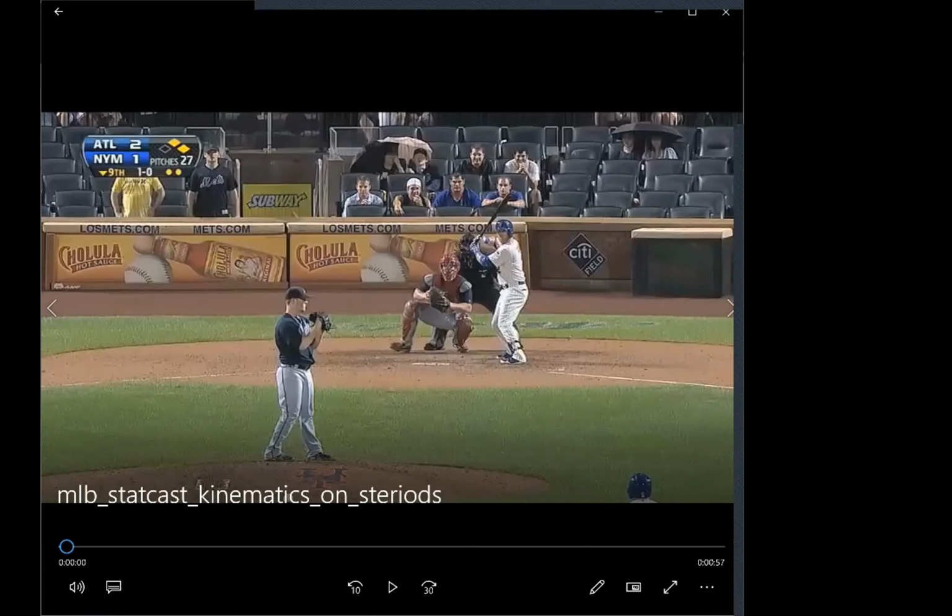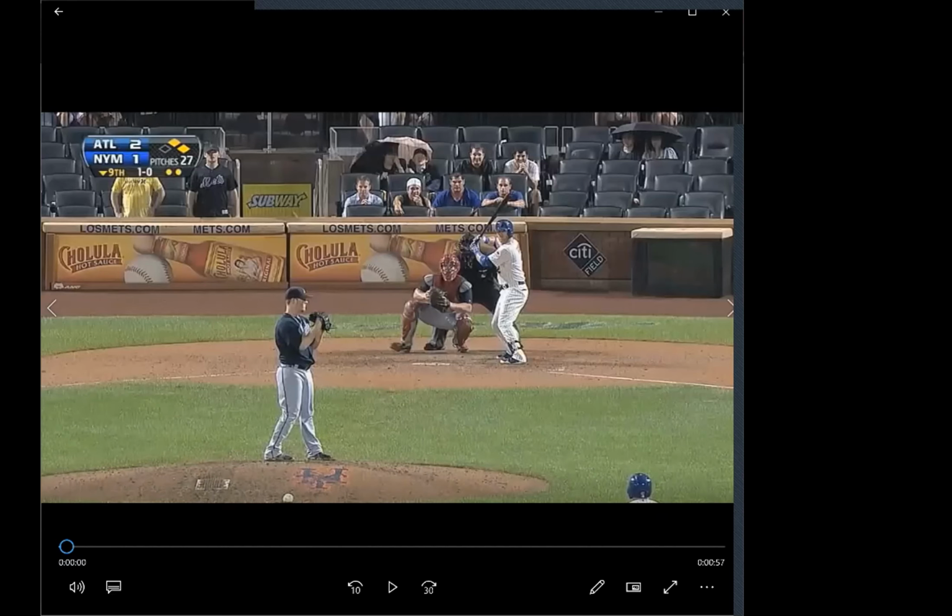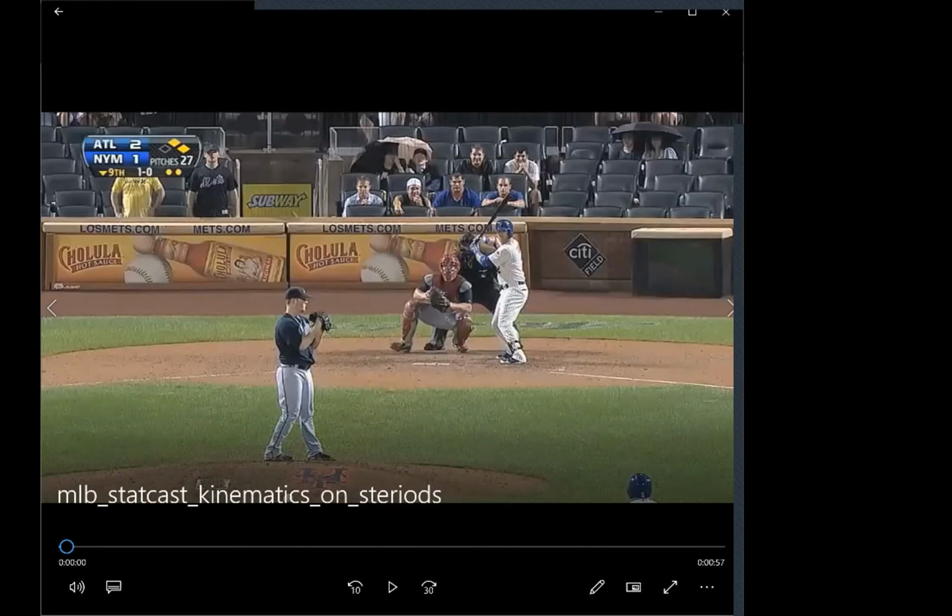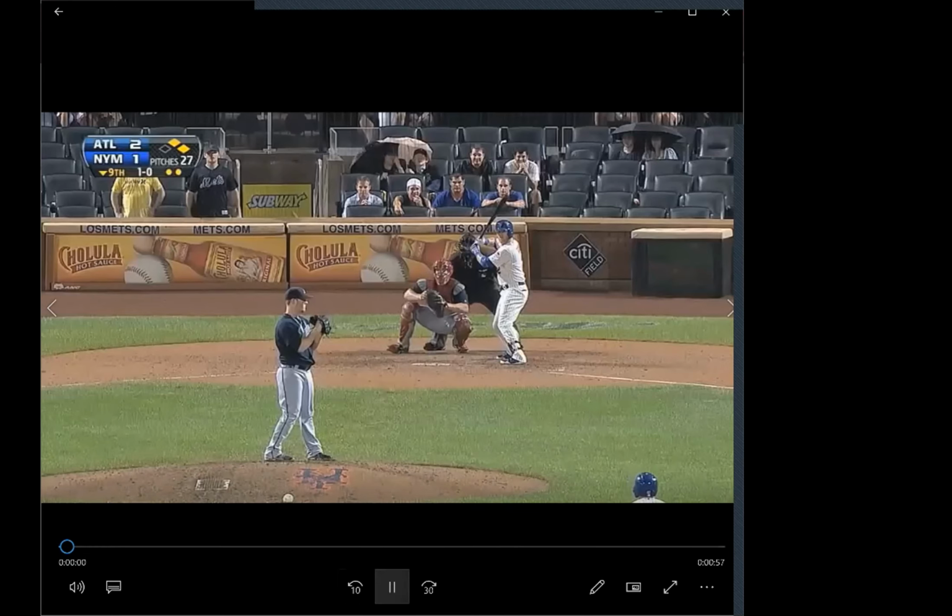2 outs, bottom of the 9th inning. The tying run is at second base. The winning run is at first base. If this batter makes an out, the game's over. Atlanta wins. If this batter gets a hit, the game is probably tied. And if the hit is a long one, it goes through to the wall or something, they win the game. Home team, the Mets, will win. So let's see what happens. Are you excited? Let's see.